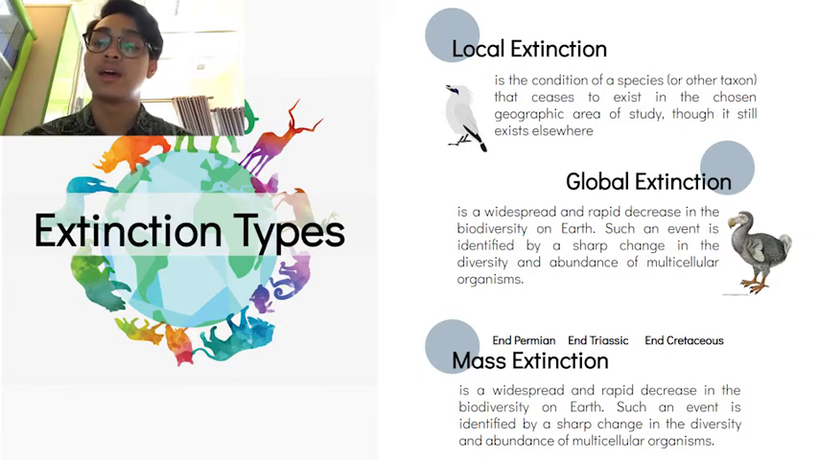And the last one is mass extinction. It is divided into three parts, which are the Permian, Triassic, and the Cretaceous. Mass extinction itself is a widespread and rapid decrease in the biodiversity on Earth, an event identified by a sharp change in the diversity and abundance of multicellular organisms.